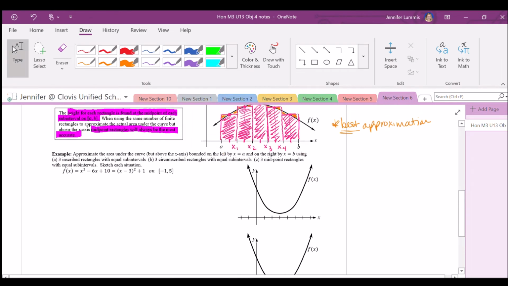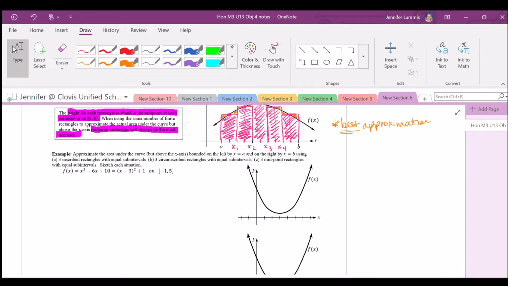Feel free to draw your shape as many times as you need for your different rectangle sizes. If you feel you only need to draw it once, and you can just use one picture to do your different rectangles, that's fine. You just want to make sure that all of your different approximations are labeled clearly. So when you do your inscribed, make sure you label it that way, circumscribed, label it, and midpoint.